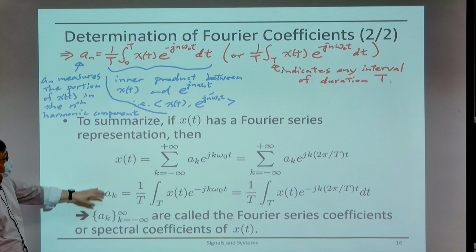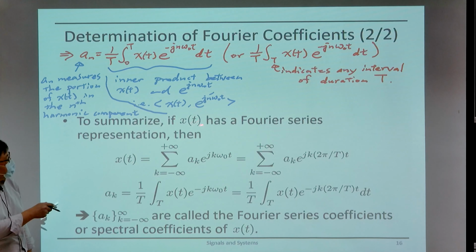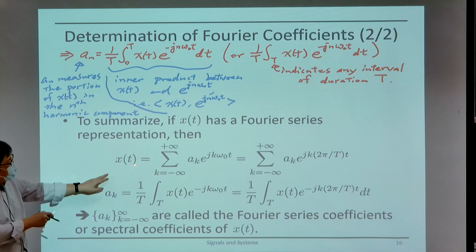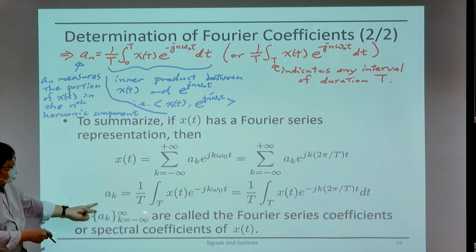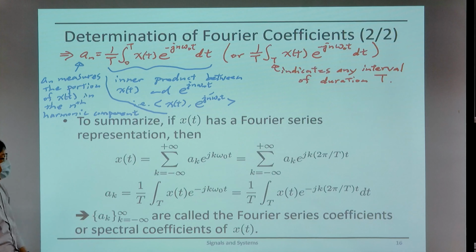Right, so in summary, if x of t has a Fourier series representation, x of t is a superposition of a_k e to the j k omega naught t, where a_k is just 1 over capital T times the integral of x of t times e to the minus j k omega naught t.